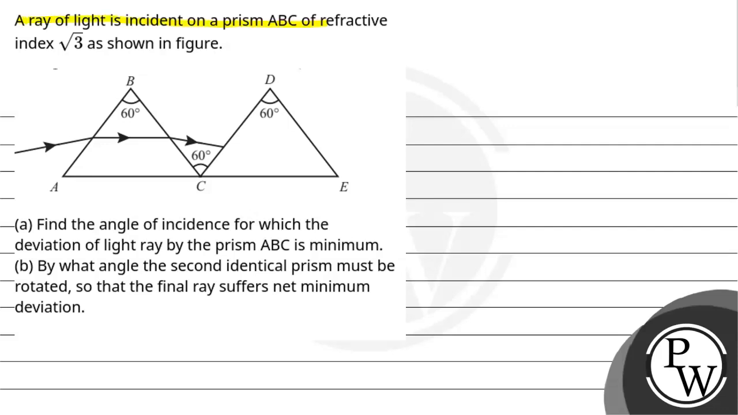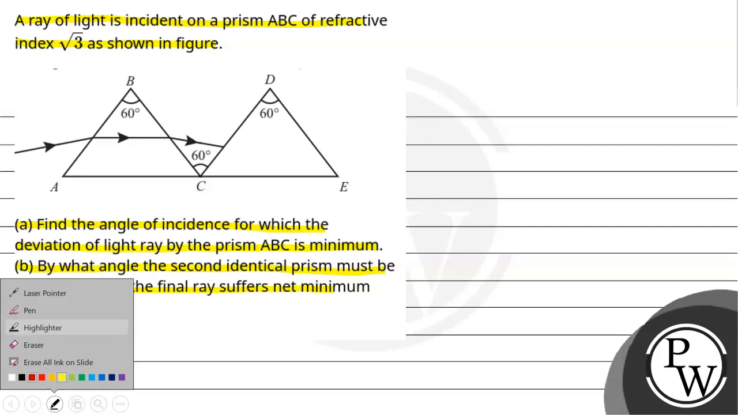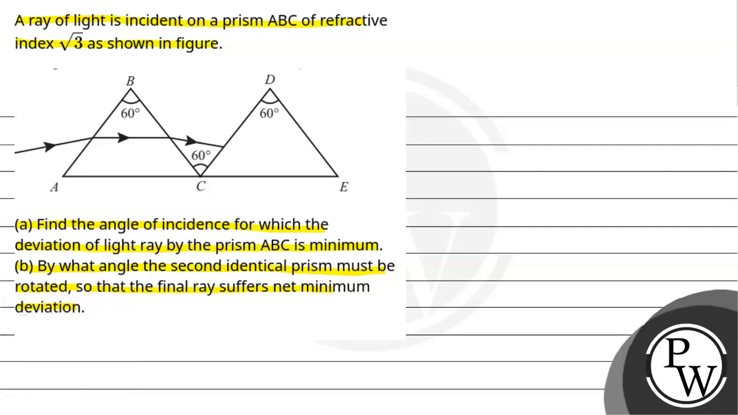A ray of light is incident on a prism ABC of refractive index root 3 as shown in the figure. First part, find the angle of incidence for which the deviation of the light ray by the prism ABC is minimum. Second part, find by what angle the second identical prism must be rotated so that the final ray suffers net minimum deviation. So let us have the key concept for the given question.